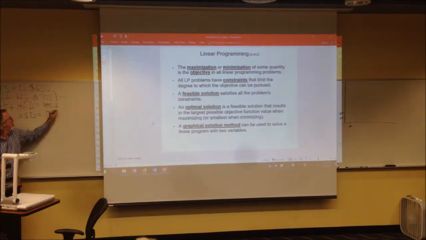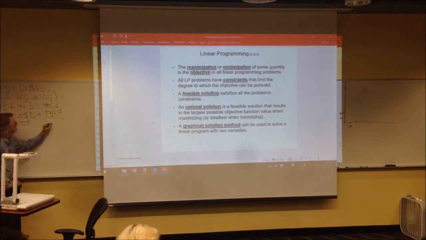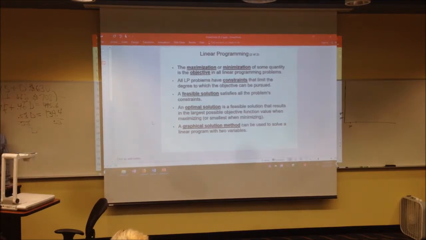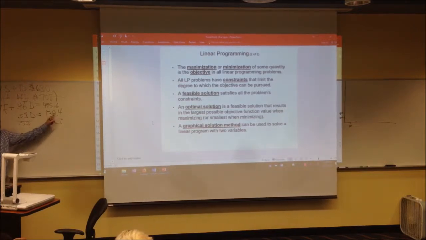That's going to be 134.4. Thank you. So now I only have one variable. I was able to get rid of a variable. I divide both sides by 0.53333, and I get d equals 134.4 divided by 0.53333. What is it?